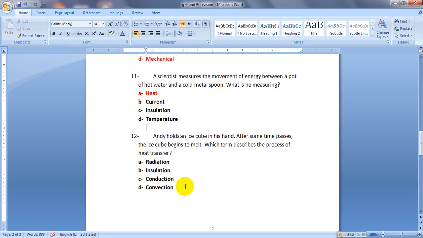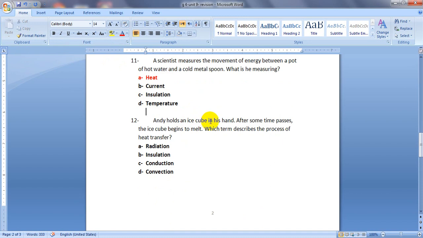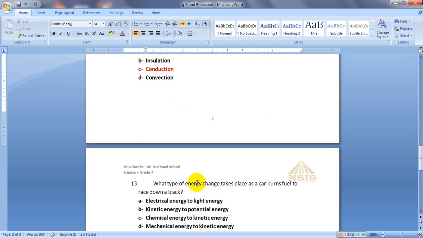12. Andy holds an ice cube in his hand. After some time passes, the ice cube begins to melt. Which term describes the process of heat transfer? The boy's hand and the ice cube, both of them are solids and they are touching. Don't forget this, they are touching. So is it radiation, insulation, conduction, or convection? It's conduction because it's between two solids which are touching.